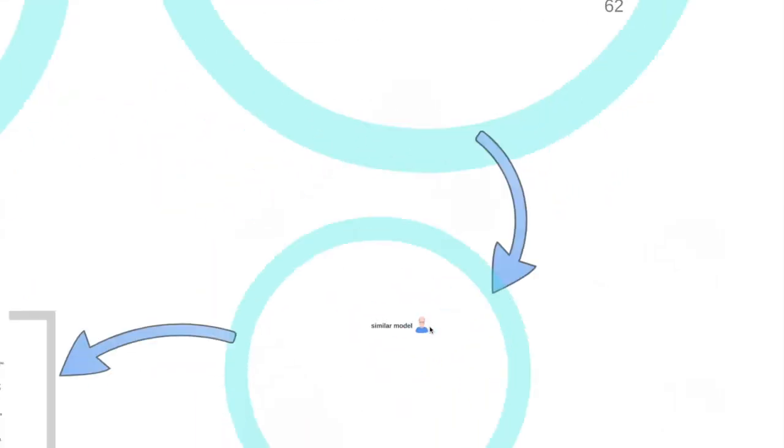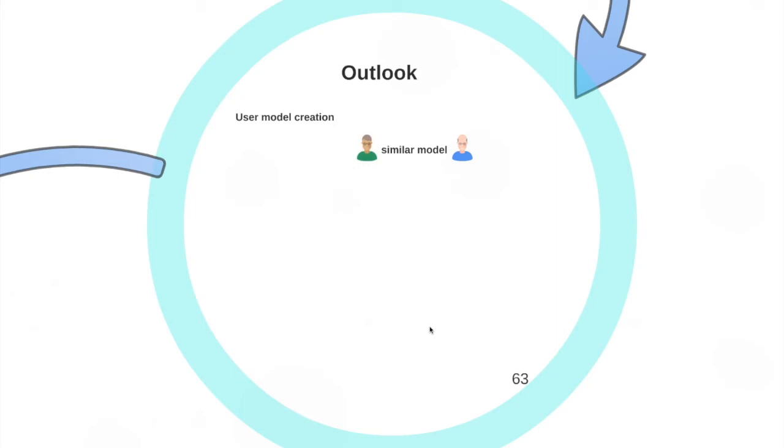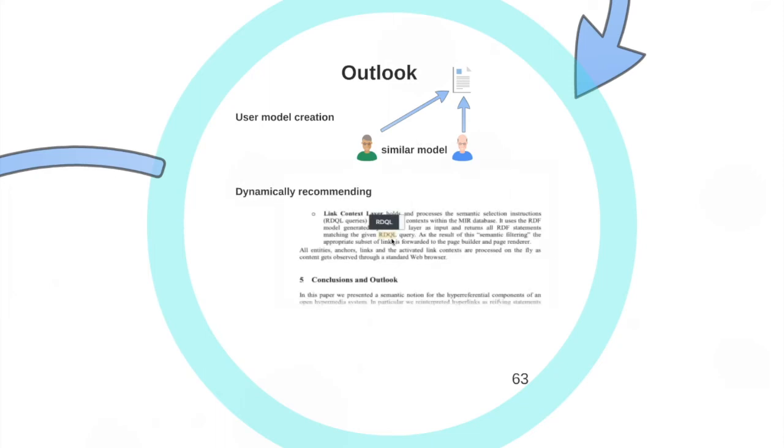About some features that we can add in the future is collaborative filtering for recommendation. We can make a model for each user according to the tags that they assigned, and then we can suggest, if for example this professor would like this document, and another professor has a similar model to this professor, then we can suggest this document to that professor too.